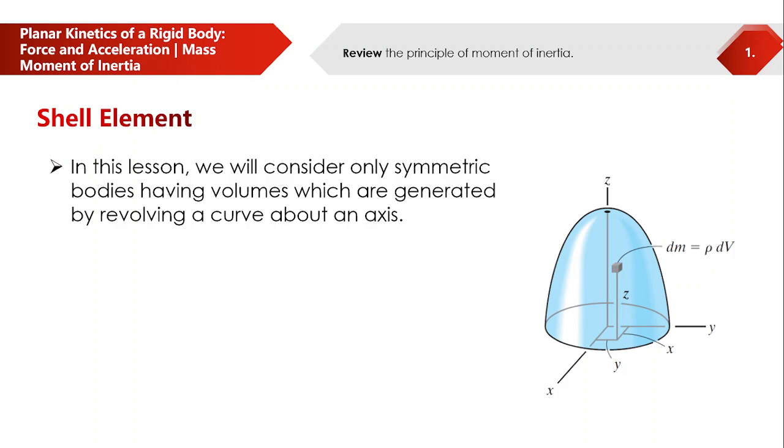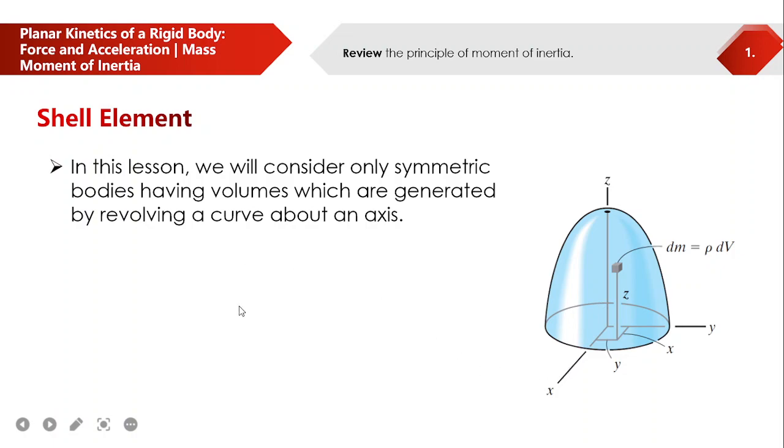Having volumes which are generated by revolving a curve about an axis. Let's say the curve here is semi-parabolic. If you rotate that one, it will create something that looks like this. If you rotate that about an axis, let's say our axis here is the z, and we rotate this curve about the z axis, it will create somehow a shell. Kumbaga, let's call it a shell.